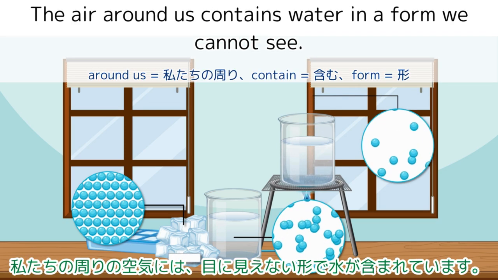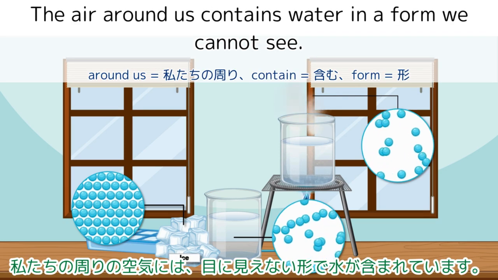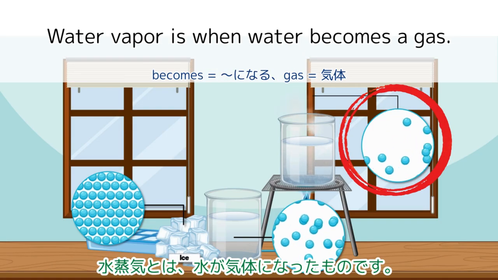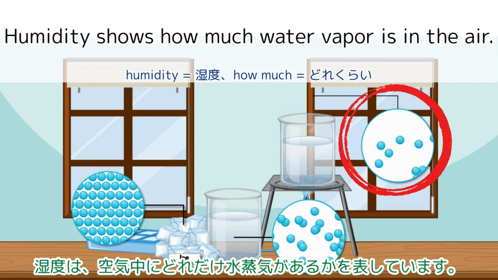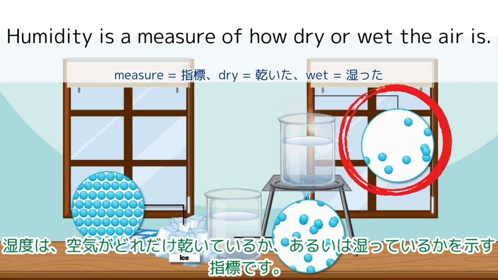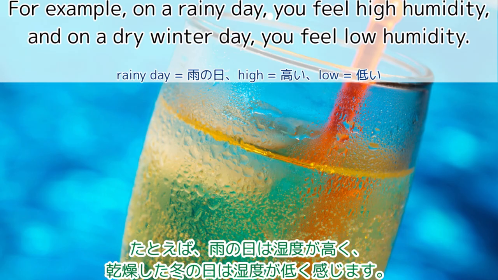The air around us contains water in a form we cannot see. This is water vapor. Water vapor is when water becomes a gas. Humidity shows how much water vapor is in the air. Humidity is a measure of how dry or wet the air is. For example, on a rainy day, you feel high humidity, and on a dry winter day, you feel low humidity.